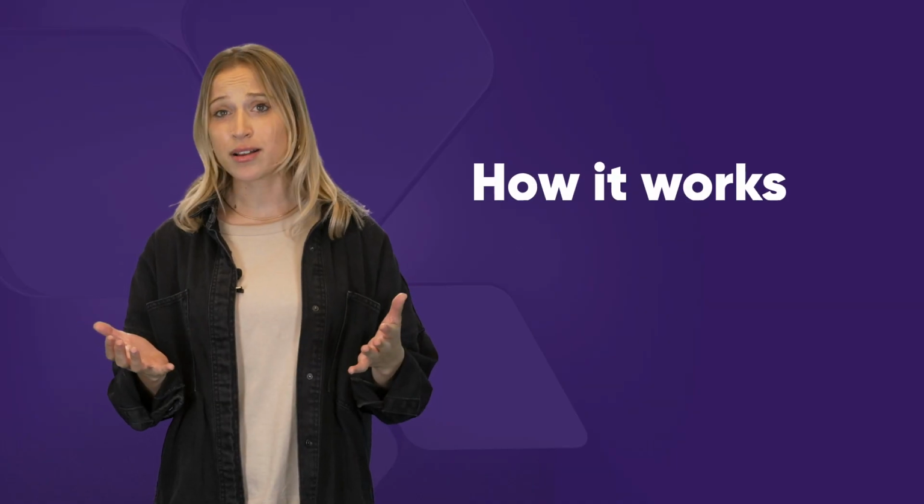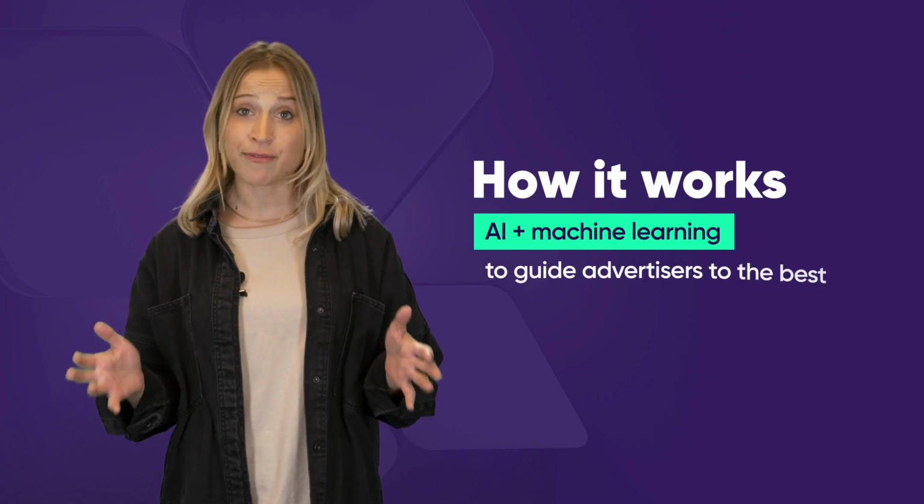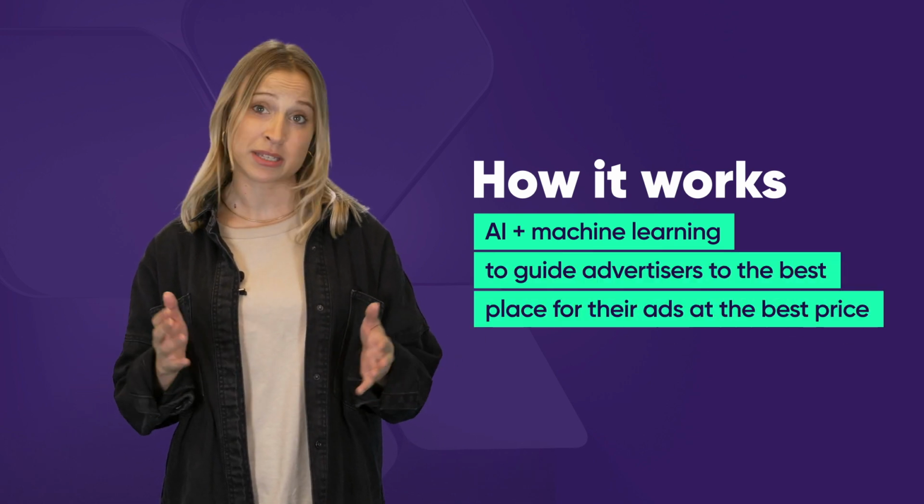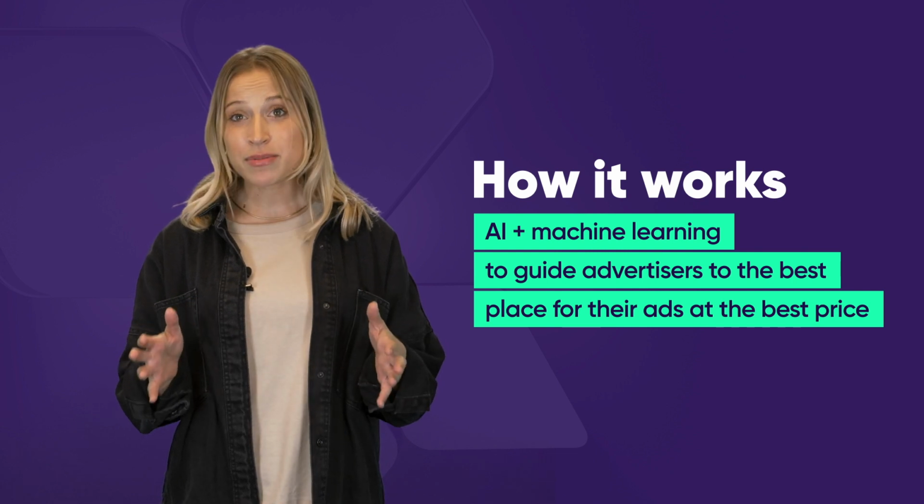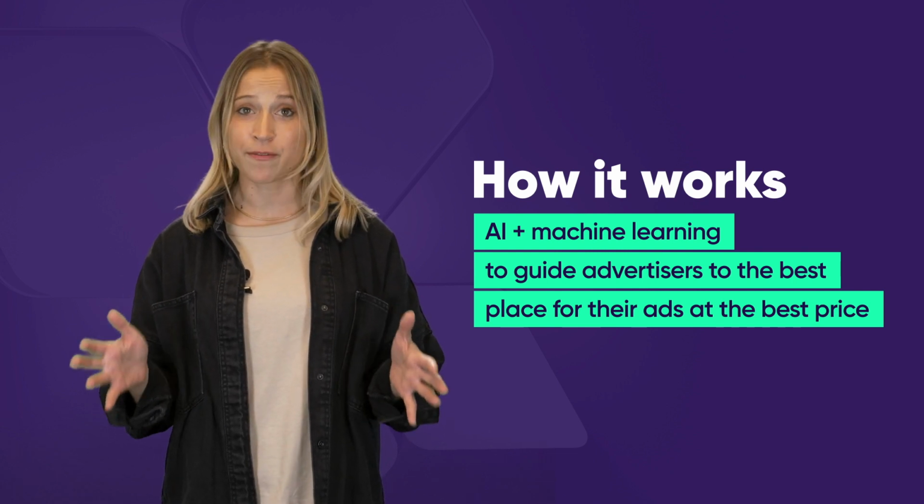So how do they work? A DSP employs artificial intelligence and machine learning to guide advertisers to the best place for their ads at the best price. At the same time, these ads target people who are most likely to convert.